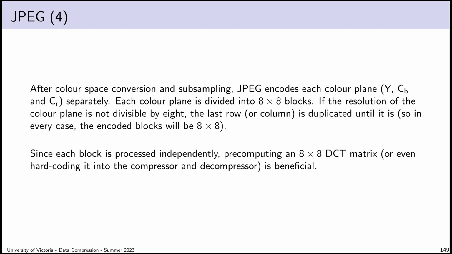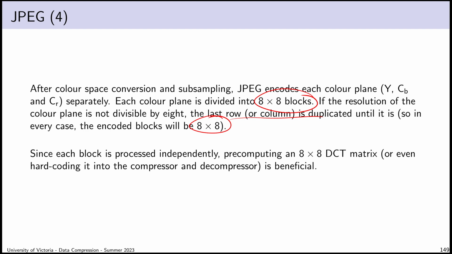So after we do color space conversion and subsampling, we now treat each color plane separately. We take each color plane and divide it up into 8x8 blocks, which is pretty small. If the resolution of the color plane is not divisible by 8, so for example, what if the image is 15x15? What we do is pad the image out by duplicating the last row or column of the image over and over again until the size of the image is a multiple of 8. Then we trim those back off again in decompression. The idea is that way every single block we come up with will be 8x8.